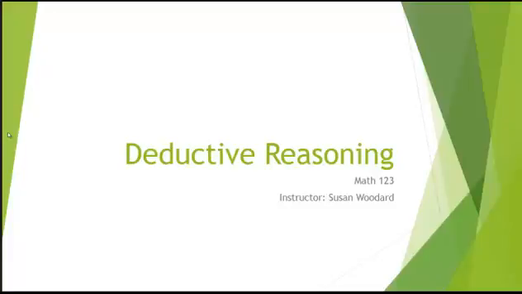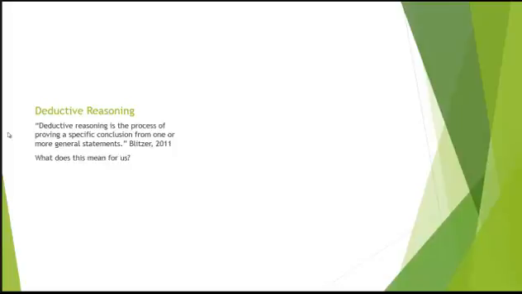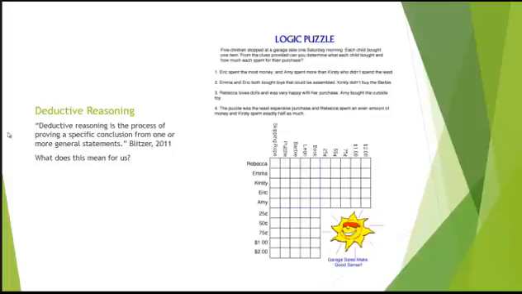This video is about deductive reasoning. Deductive reasoning, according to the book, is the process of proving a specific conclusion from one or more general statements. So what does this mean for us? Well, for us this means that we are using facts that we've learned or facts that we know to come up with a conclusion. We also might use deductive reasoning in things like logic puzzles or in decisions that we make every day.